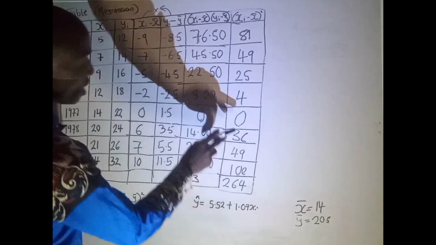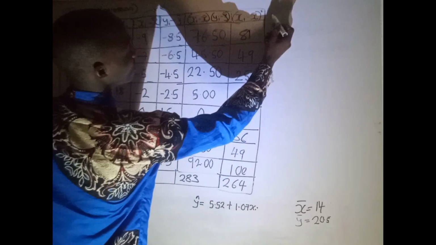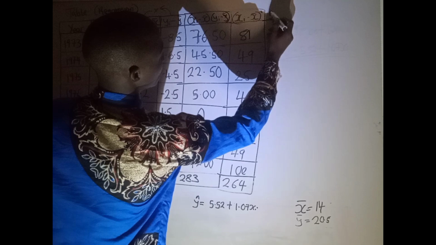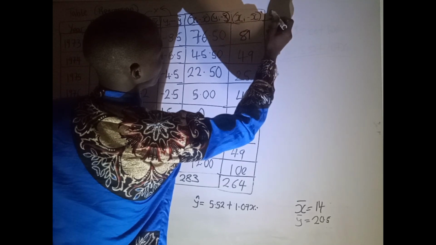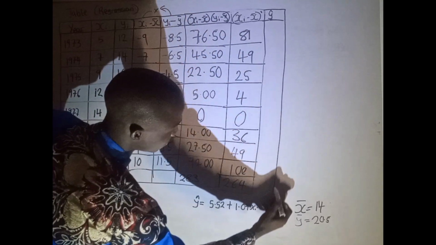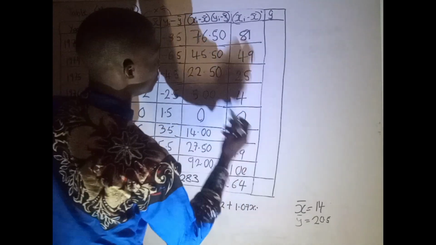Now I'm going to be having another table here, which is for the predicted value of y. So I will have the predicted value of y in this place. So now let us proceed with our calculation.